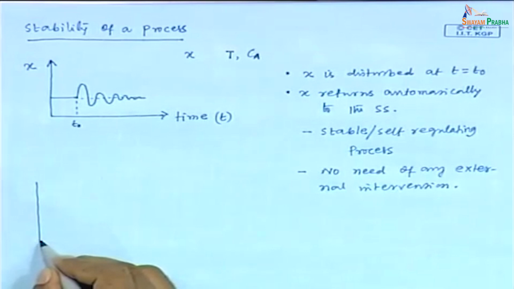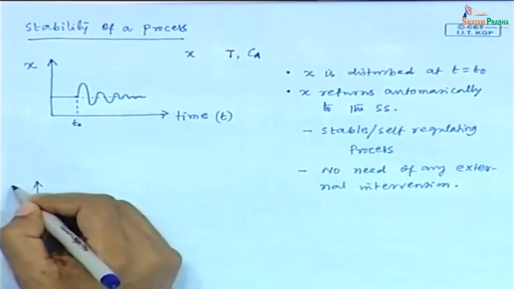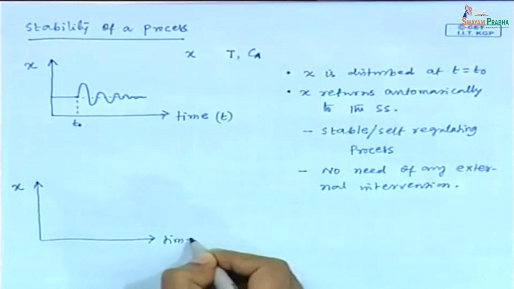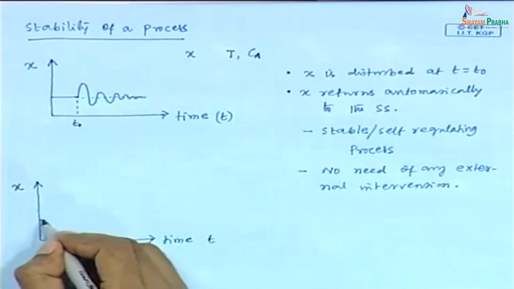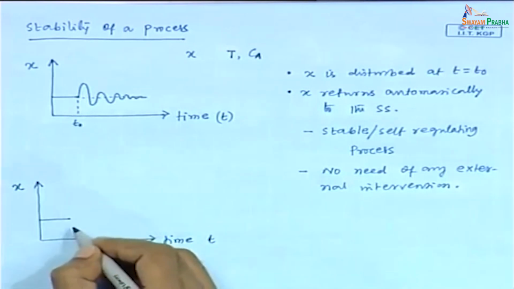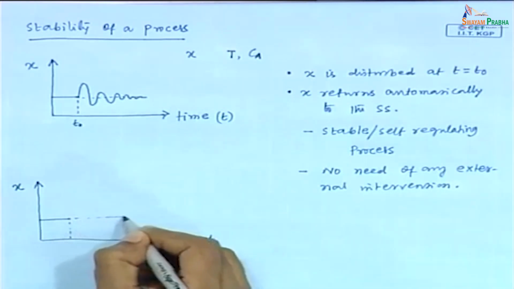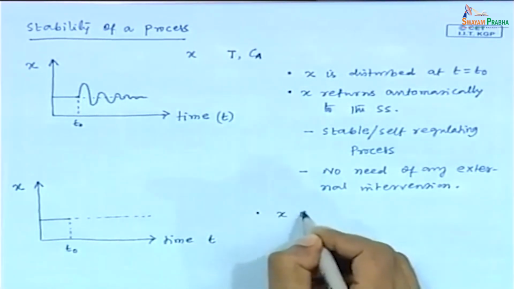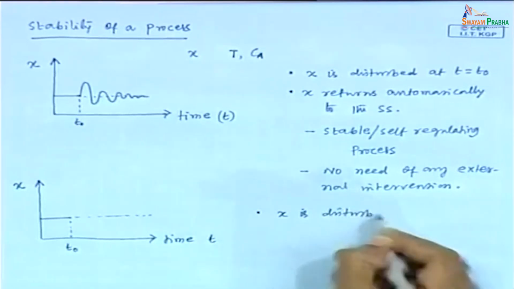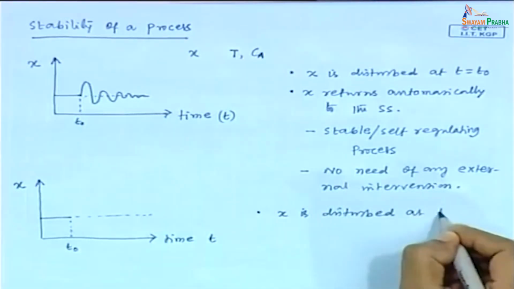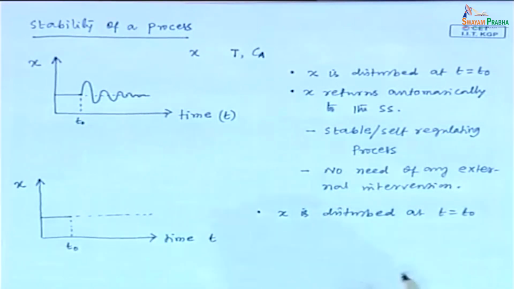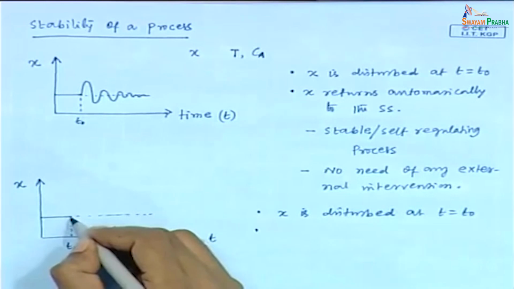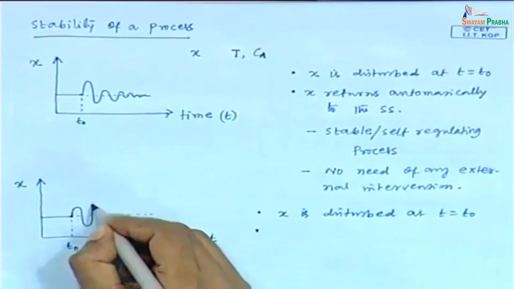We will consider another case which is unstable. So, this is x versus time, that is t. Initially the process is at steady state, and at time t equals t naught, x is disturbed. X is disturbed at time t equals t naught. Now, in this case the response is like this.